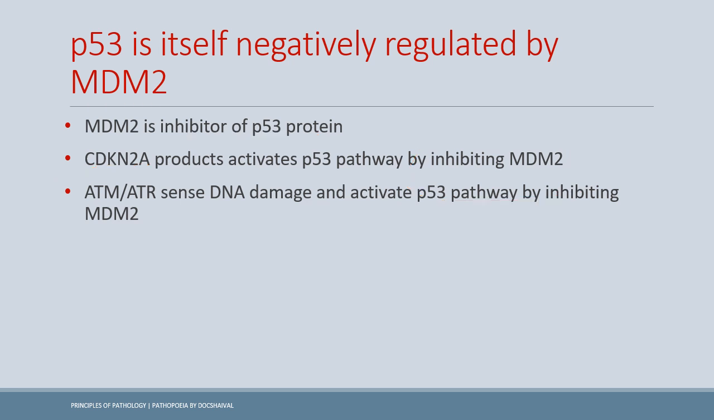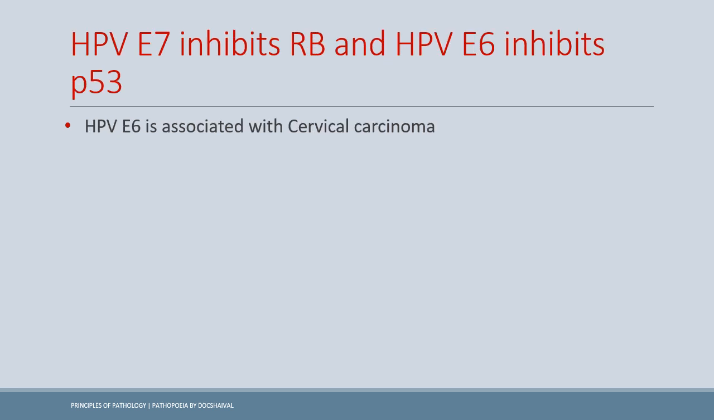The second thing to understand is that there are some genes, the ATM and ATR genes, the full form being ataxia telangiectasia mutated gene, or the RAD3-related ones, that sense the DNA damage and they activate the P53 pathway, again by inhibiting MDM2. Okay, so high yield to know that MDM2 is a negative regulator of the P53, and CDKN2A promotes the P53 pathway by inhibiting it.